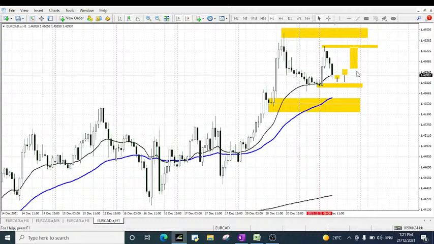So here's another scenario. You see, the first scenario didn't play out. That's why we wait. You plan this thing out, then you wait. Always have multiple scenarios planned. Plan them out, you wait, and see which one gets confirmed. But overall, our bias is bullish. We are hunting buys, no sales.